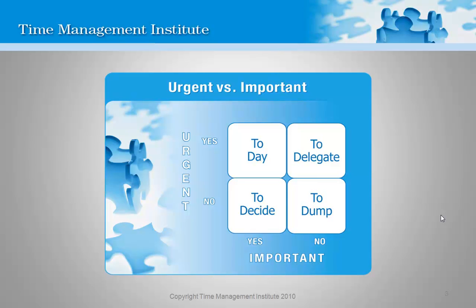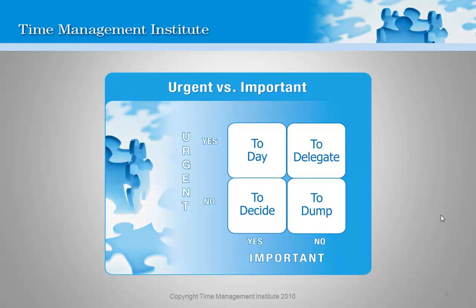So first of all, within the model, I'd like you to think about it this way. To dump: not important, not urgent. If it's an email coming in, just delete it, get rid of it. Or if it's a piece of paper on your desk, whatever, not important, not urgent, just get rid of it. Then we've got to delegate. Now these are things that may be urgent for somebody else, but not so important for us. And we can either delegate down, across or up.